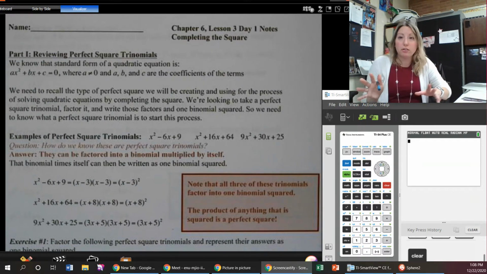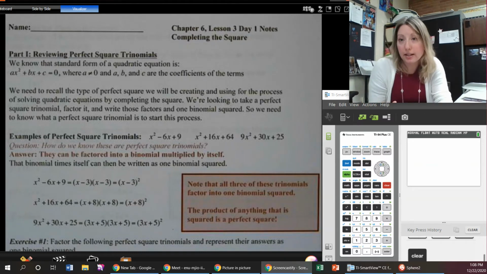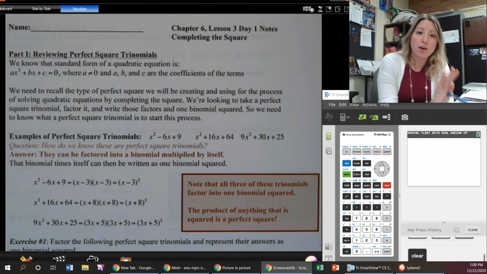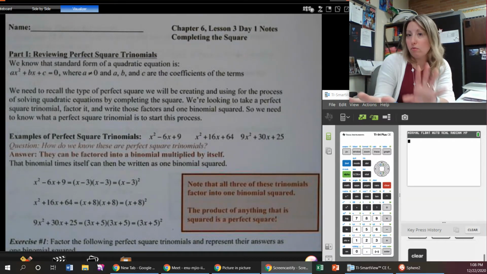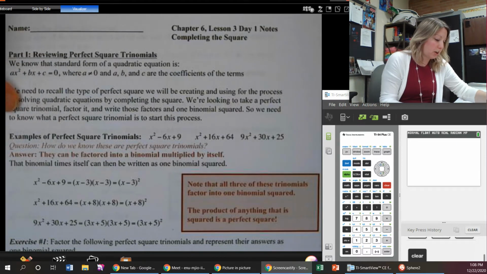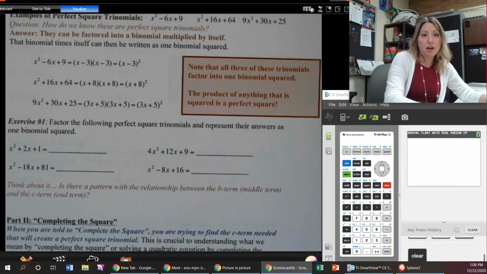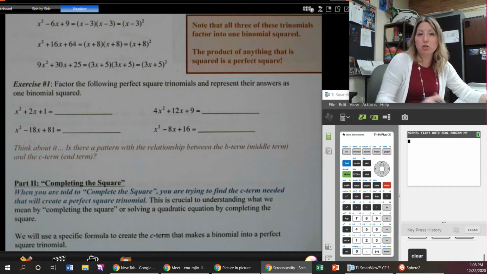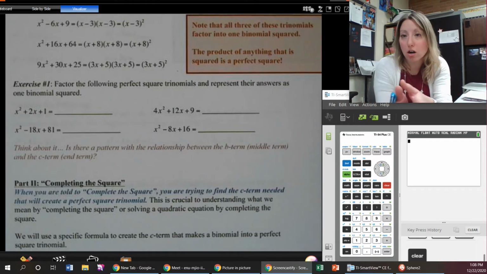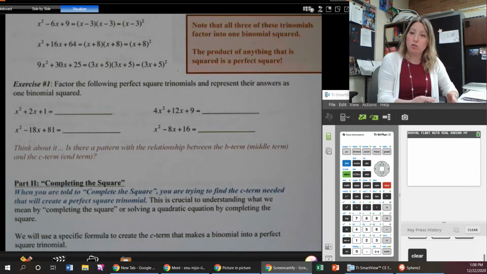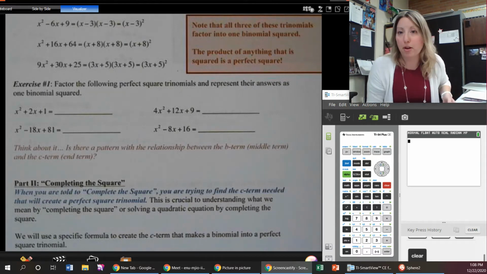We're going to spend our time today creating perfect square trinomials ourselves. Before we create them ourselves, let's look at some perfect square trinomials that I'm telling you are, and we're going to factor them into 2 binomials and then write that as 1 binomial squared.